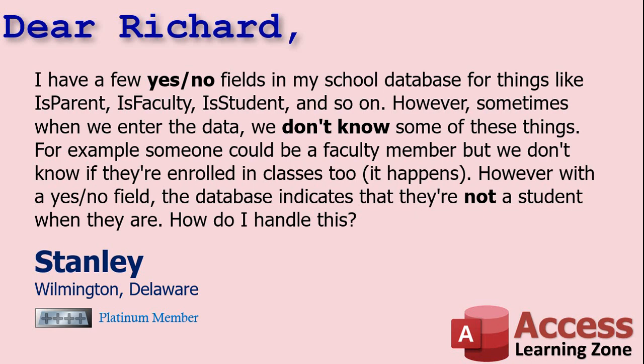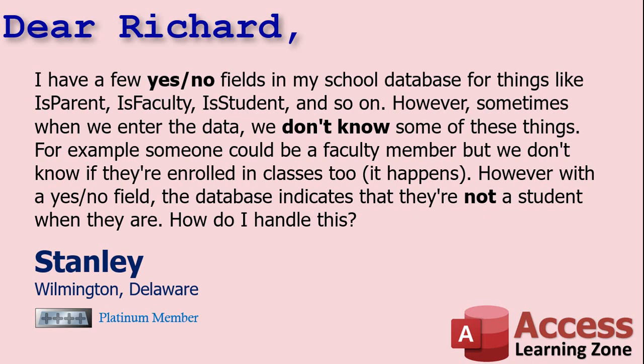Stanley says, I've got a few yes-no fields in my school database for things like IsParent, IsFaculty, IsStudent, and so on. However, sometimes when we enter data, we don't know some of these things. For example, someone could be a faculty member, but we don't know if they're enrolled in classes too. It happens. However, with a yes-no field, the database indicates that they're not a student when they are. How do I handle this?